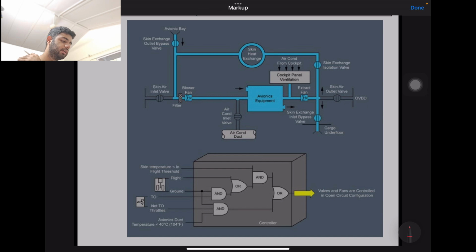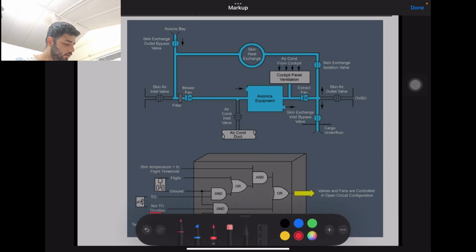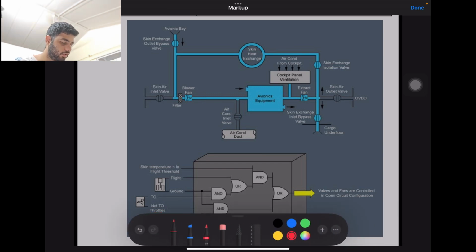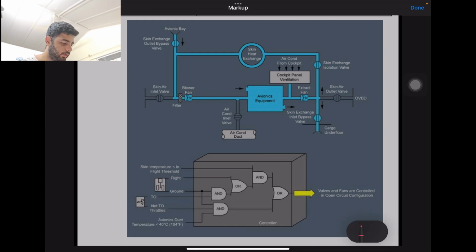So now we come straightforward out here again. It says throttles and all, let's forget that. These conditions we can do later. So skin air inlet or outlet valve, your skin air inlet and outlet valves are both closed. Rest all valves are open.